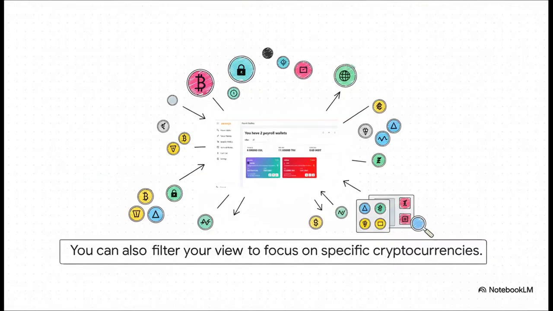Now this is great with just 2 wallets, but what if you had 20 or 50? This screen would get pretty crowded, fast. And that's where this little filter drop-down is a lifesaver. You could just click it and say, hey, just show me the Tron wallets, or just show me Solana. It helps you cut through the noise and focus on exactly what you need to.